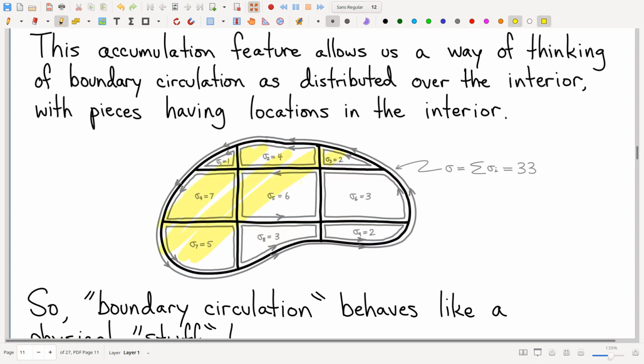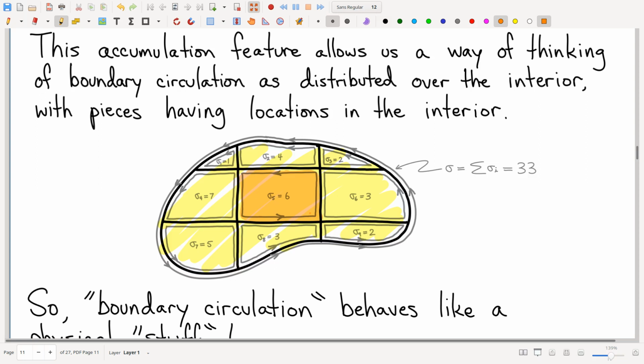Looking at this whole region, if we want to talk about its boundary circulation, looking at this region here, how much of the yellow boundary circulation would you naturally say comes from the orange boundary circulation? And you'd answer this the same way you would answer any other question about an accumulated quantity. Just look at it and see, right?